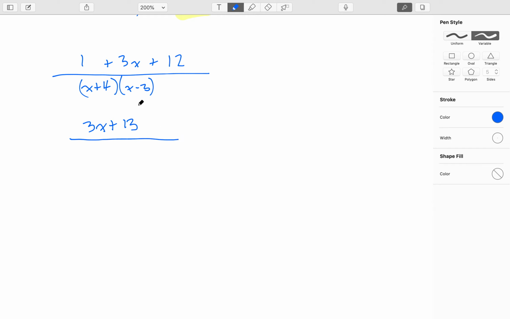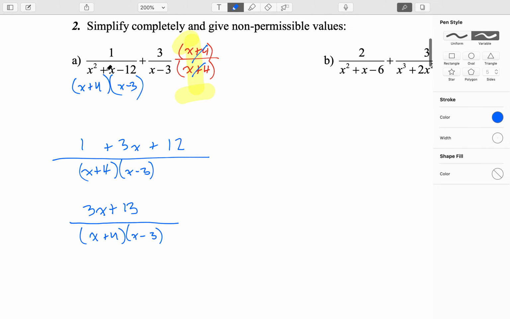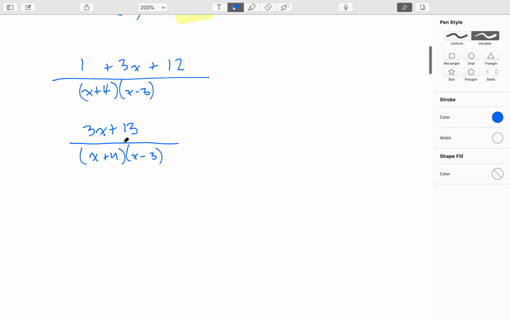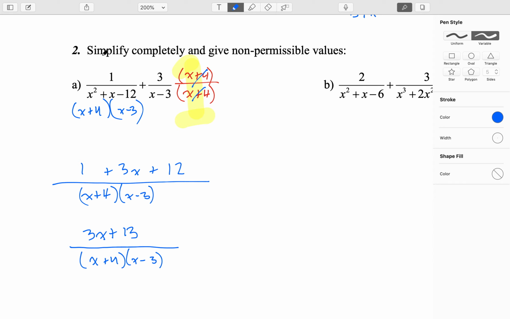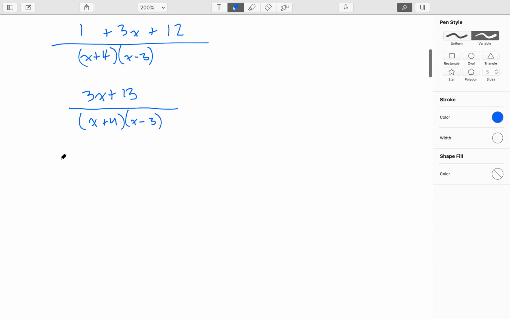Nothing factors out of that. I know I'm done now. And the bottom is x plus 4 times x minus 3. Now, should I expand that all out back into the original trinomial? Don't bother. Leave it in factored form. This is done. Am I done the question? Simplify and give non-permissible values. Okay, so what is my x value? So x cannot equal, well, I know it cannot equal negative 4 because that would give me 0.